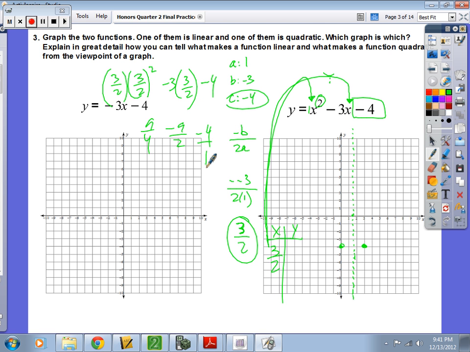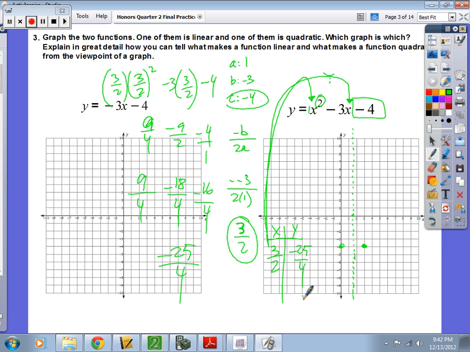Now, I've got 9 fourths, 9 halves, and 4 ones. Common denominator is going to be fourths. Let's change this to fourths. So that's going to be minus 18 fourths. And if I change this to fourths, it's going to be minus 16 fourths. So 9 fourths minus 18 fourths minus 16 fourths is going to be what? 9 minus 18 minus 16. Minus 25 fourths. Oh, that was kind of ugly. So when I plug in 3 halves, it's going to spit out minus 25 fourths.